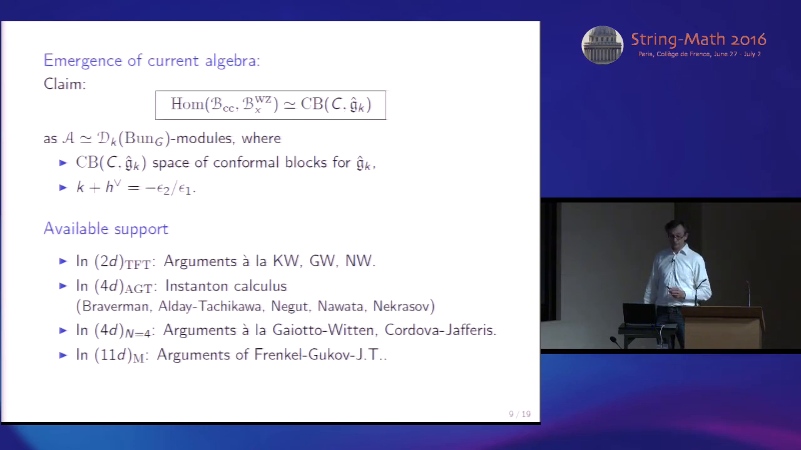I list here what appears to be available if we put together what we know, but I think more should be done about it. On the one hand, one can use arguments à la Kapustin-Witten, Gukov-Witten, Nekrasov-Witten to argue that with this specific choice of the brane this should come out. That is, of course, on a somewhat physical level, one can give arguments.